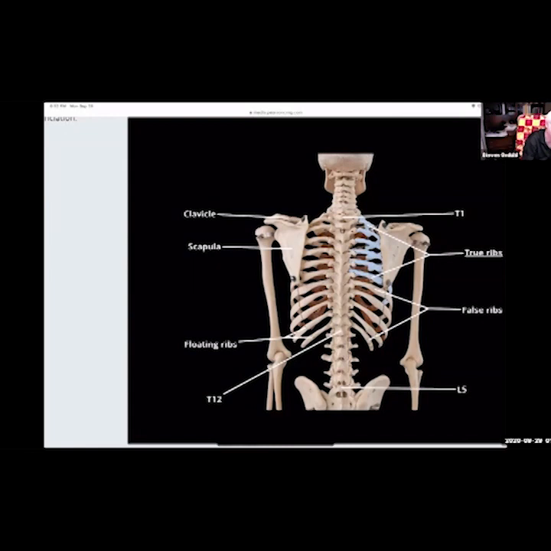And then you can see T1. What's another name for C1? Atlas and axis. Which one's C1 though? You got a 50-50 chance. Atlas. Atlas, perfect. C2 is the axis. Those are the only two vertebrae with special names. C1 is the atlas. C2 is the axis.